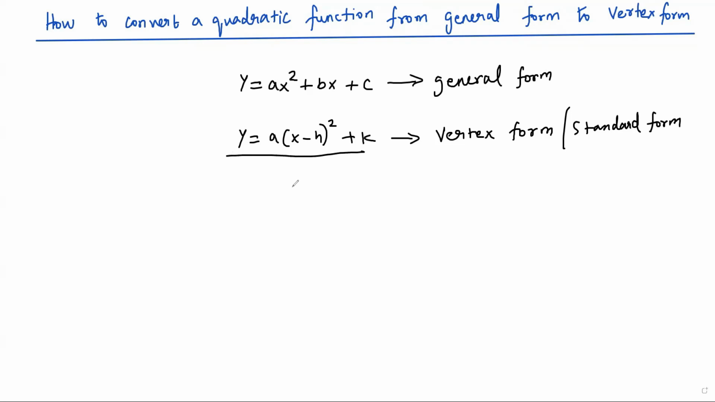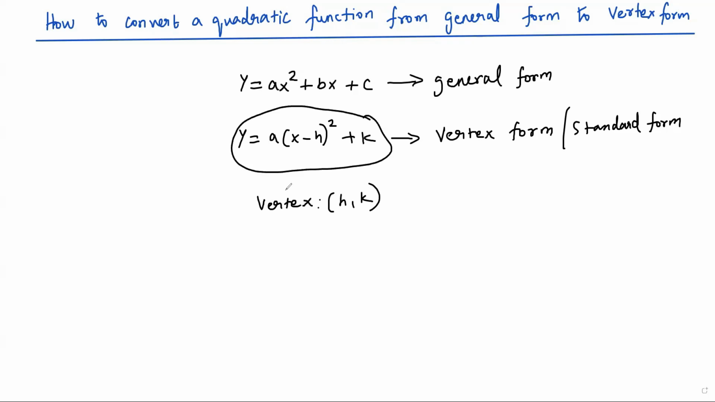The second one is called vertex form because we are able to get the vertex of the parabola. The graph of any quadratic function will be a parabola, and we can get the vertex of the parabola easily from the vertex form. That is, the vertex of this quadratic function is (h, k). The value at the position of h is taken as the x-coordinate of the vertex, and the value at the position of k is taken as the y-coordinate of the vertex. That's why this form is called vertex form or standard form.